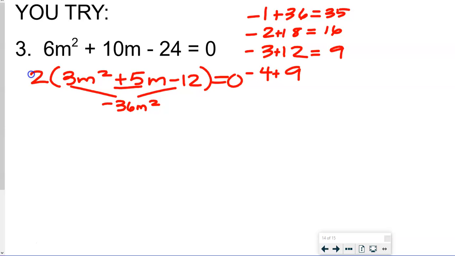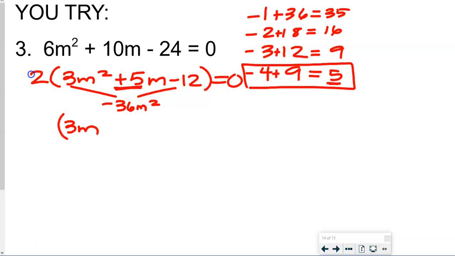This is 9. This one right here was a 5. So that's the one we were looking for. Okay, so here again, remember, we're going to do 3m here. We're going to leave this 2 on the outside. And we're going to do 3m here. And we're going to put our minus 4 and our plus 9 here.